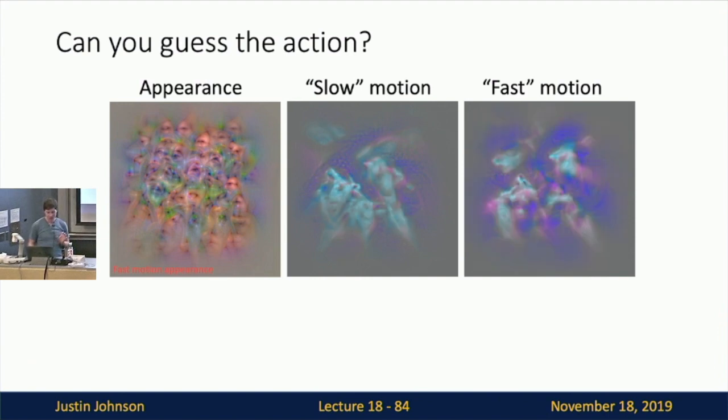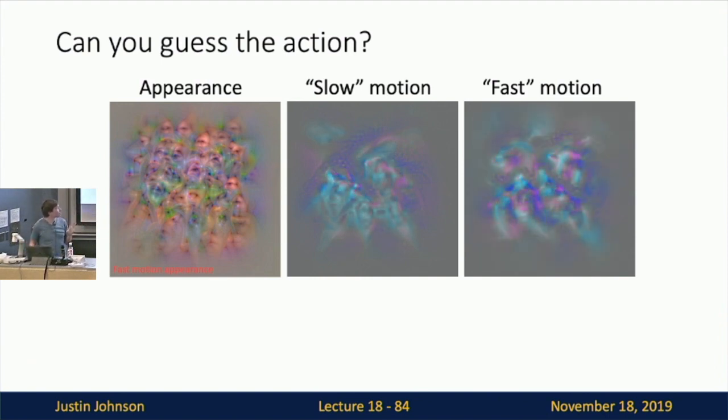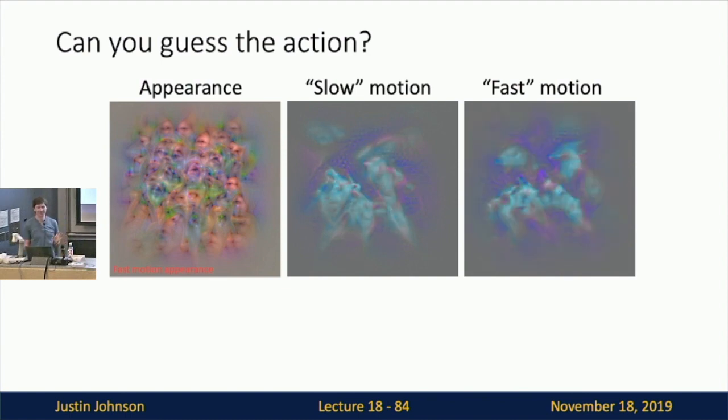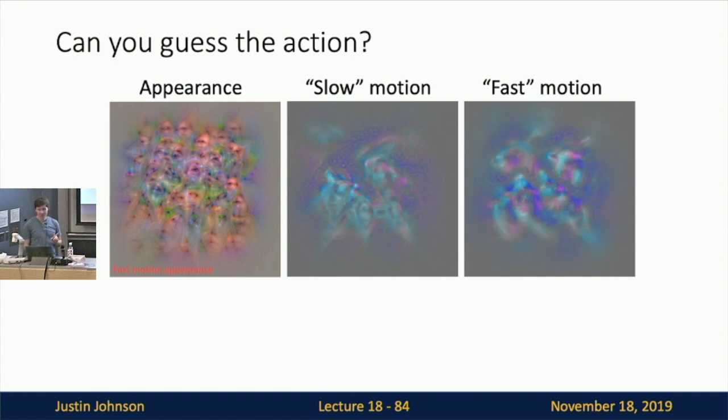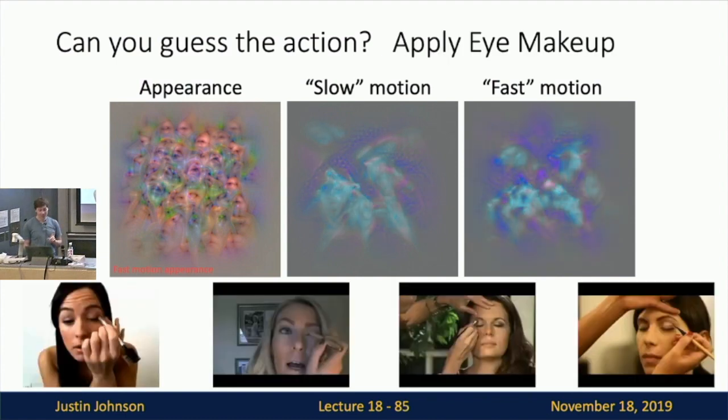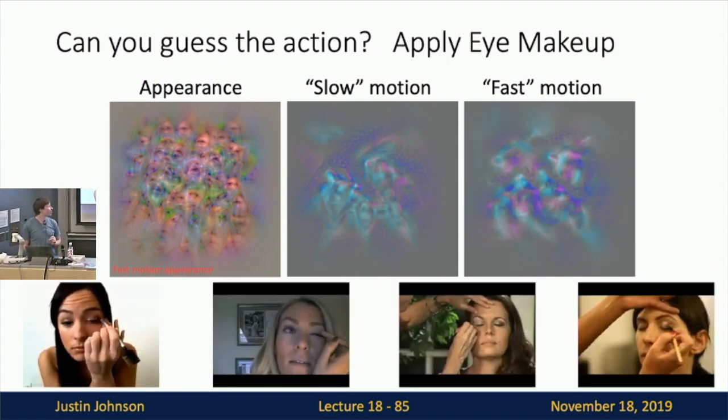Okay, let's try it again. So here's the appearance stream, here's the slow motion, and here's the fast motion. I don't think anyone's going to guess this. Eyes? Eyes or face? That's a good guess. It's actually applying eye makeup.